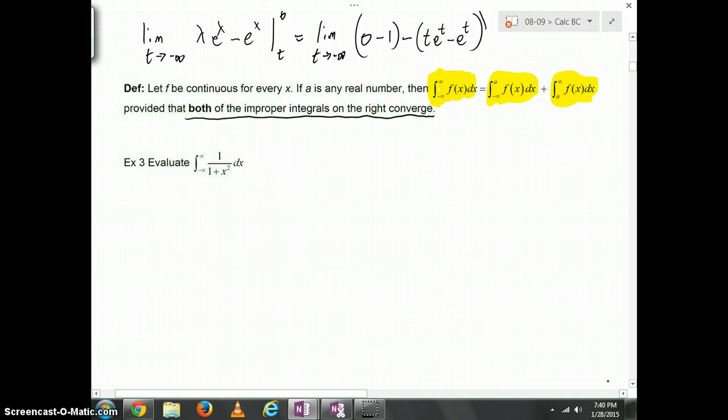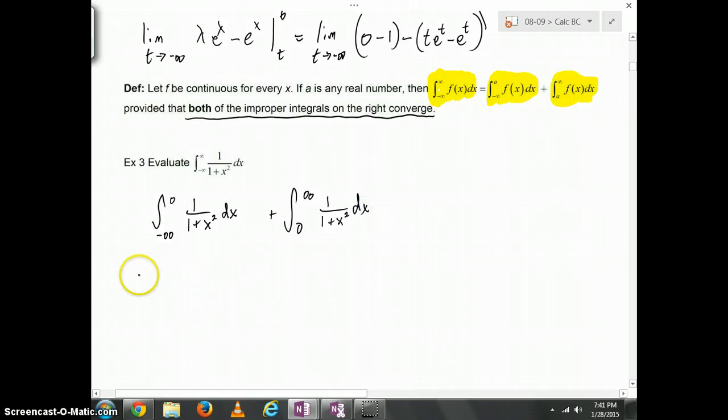Evaluate the integral from negative infinity to positive infinity of 1 over 1 plus x squared dx. I'll tell you what, why don't we look at this problem as the integral from negative infinity to 0. Again, just choosing this as a nice simple number to work with. 0 is usually very friendly. And we'll integrate from 0 to infinity of 1 over 1 plus x squared.